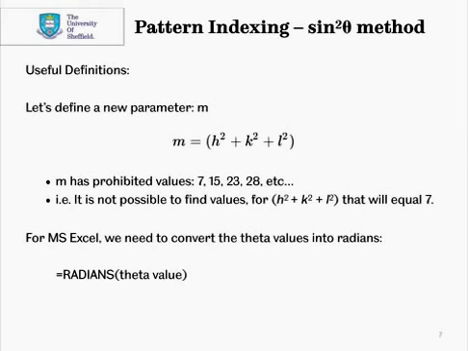Some other useful things that we can define. Let's make a new parameter m, and m is just going to be the sum of h squared plus k squared plus l squared. You'll notice that it's not possible to find values for certain combinations of h, k, and l that will give the particular values 7, 15, 23, 28. So if you have a 1, 0, 0, m would be 1, a 2, 0, 0, m would be 4. It's not possible to get a combination of h, k, and l that will give you m equals 7, for example. And this will be particularly important in a short while.